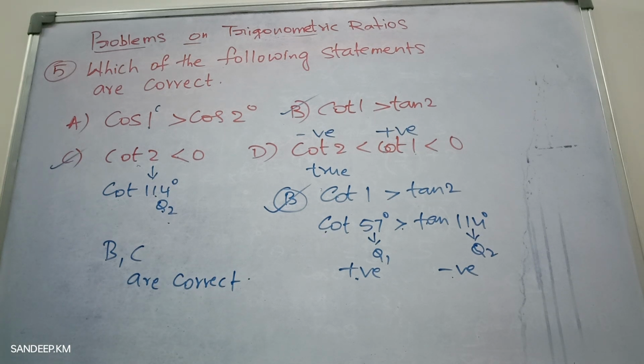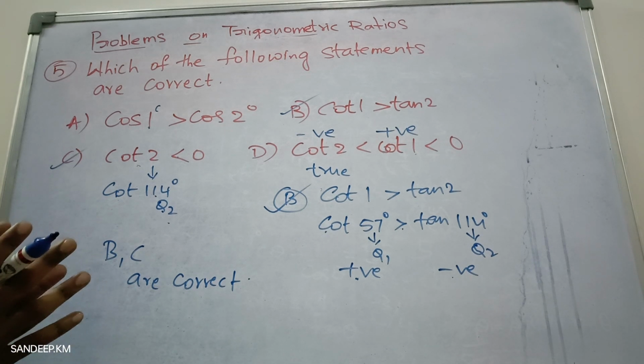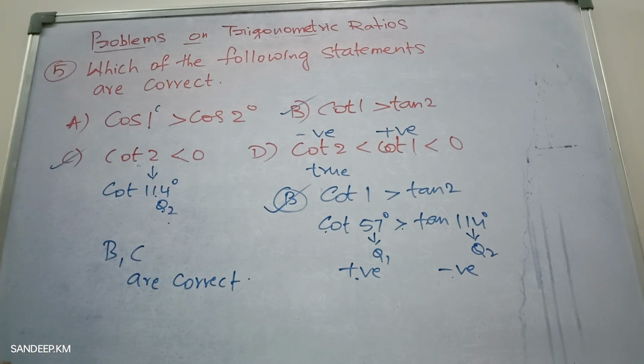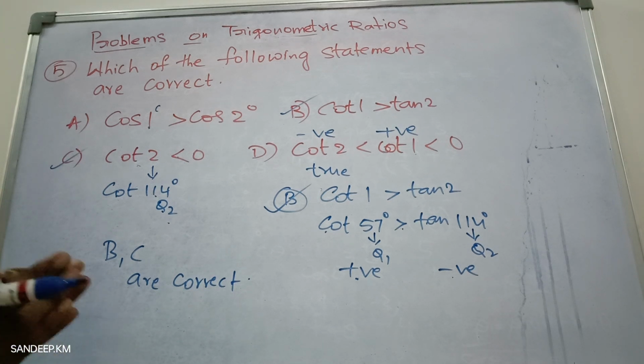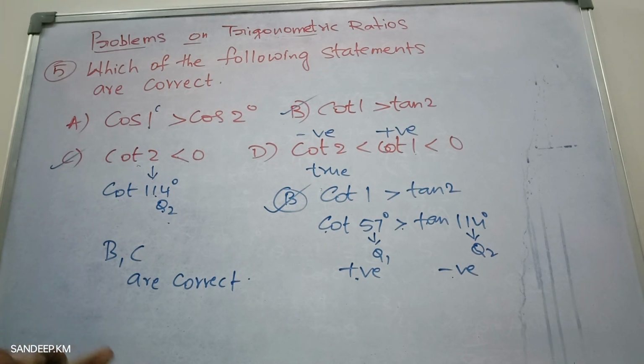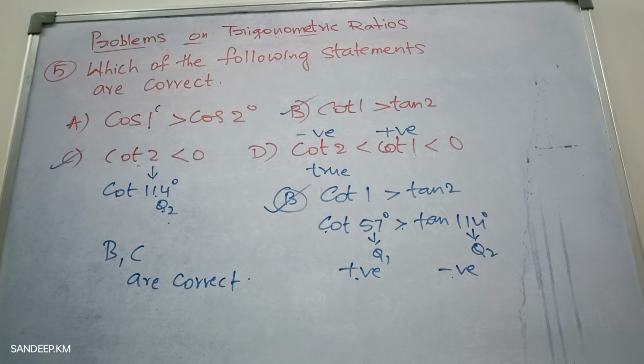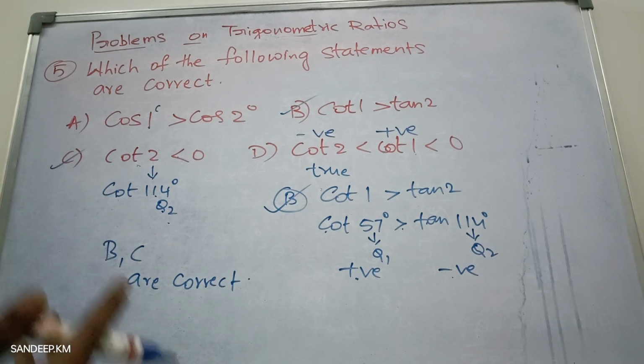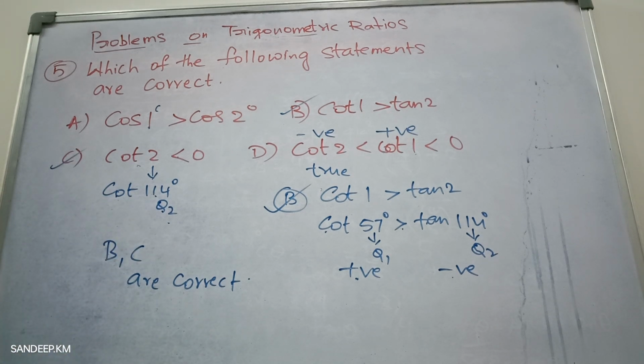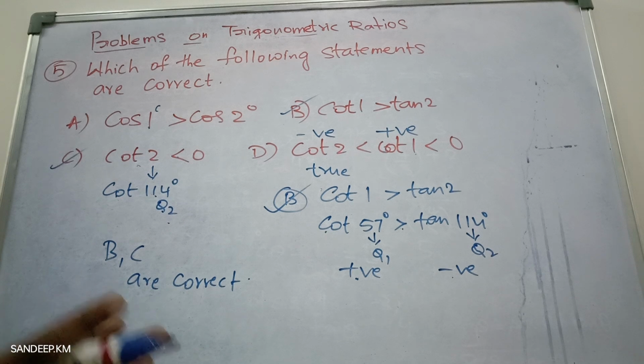So we have discussed 5 basic questions from the chapter of trigonometric ratios. In the upcoming video, let us discuss trigonometric ratios of allied angles, various problems which are very, very important when it comes to mains exam of IIT JEE. We will discuss those models from trigonometric ratios of allied angles in next video, and after that in the next video we will discuss problems on trigonometric identities.